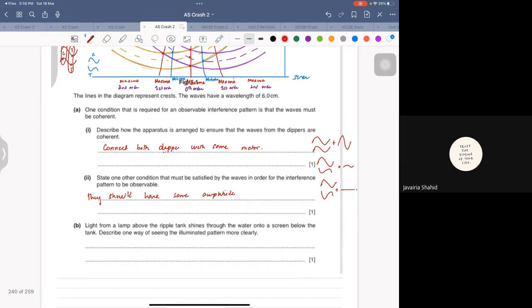Anyway, it says light from a lamp above the ripple tank shines through the water onto a screen below. Describe one way of seeing the illuminated pattern more clearly. Now, you might not know this, but there is a device called a strobe. Stroboscope or strobe is the same thing. So a strobe can be used. A strobe is basically a device with holes in it, and when you move it, it seems like everything becomes still when you're looking through it. Is it clear, everyone?